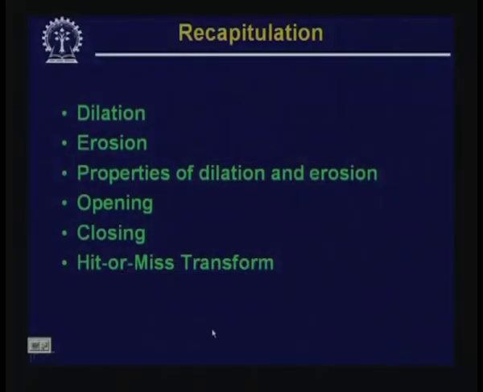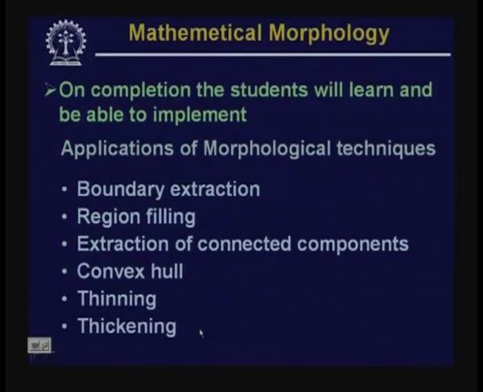In today's lecture, we will talk about some further applications of morphological techniques. The first operation that we will discuss is a very simple operation, which is boundary extraction. Here, given a binary image containing some objects, we are interested in finding the boundary of the object region.